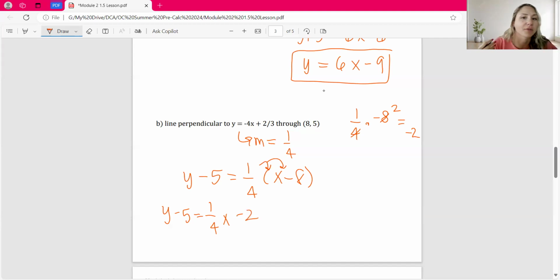And then we'll solve for y to write the equation of the line. I'll add 5 to both sides. So my perpendicular line equation is y equals 1/4 x plus 3. Is that all right? 1/4 x, -2 plus 5 is plus 3.